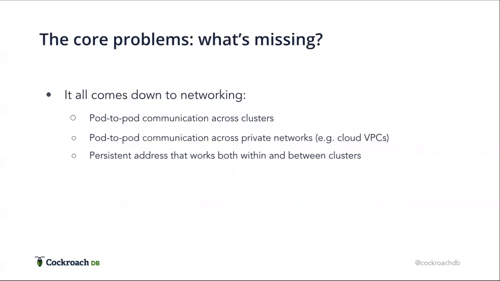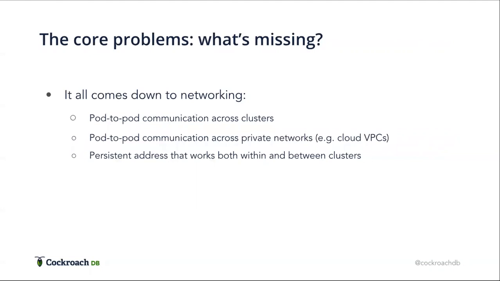And so the core problem of running a multi-region system all comes down to the networking. You might not have pod-to-pod communication across clusters. You might have to communicate across separate private networks in order to talk from one cluster to another. For example, if you're on AWS, each Kubernetes cluster is going to be in a different region and thus in a different VPC. And so you're going to have to connect those together with some sort of VPC peering or a VPN. And this is going to be even more true if you're spanning multiple cloud providers.